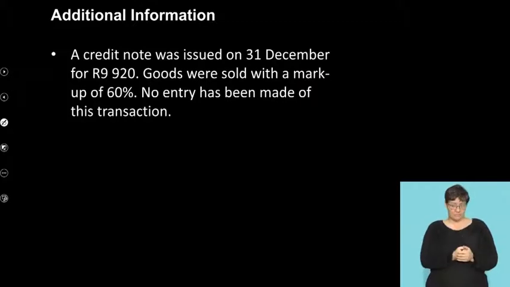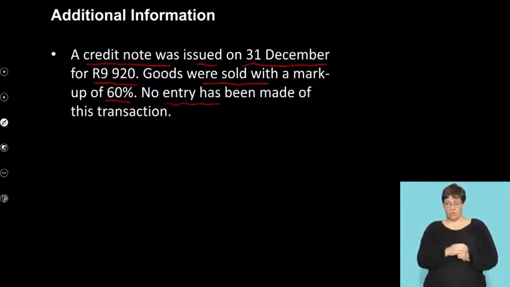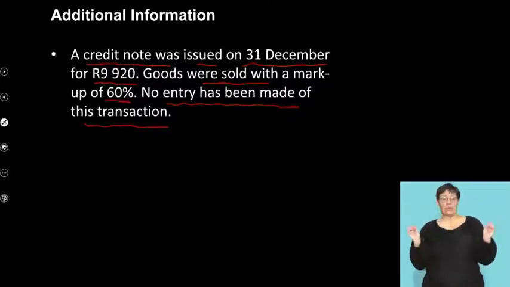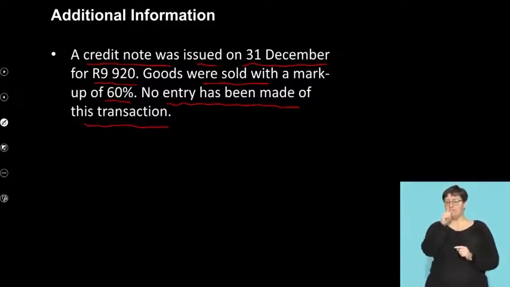Okay, the first adjustment says a credit note was issued on the 31st of December for 9920. Goods were sold with a markup of 60%. No entry has been made of this transaction. So simply, it means that there was a transaction where a debtor returned goods to us.